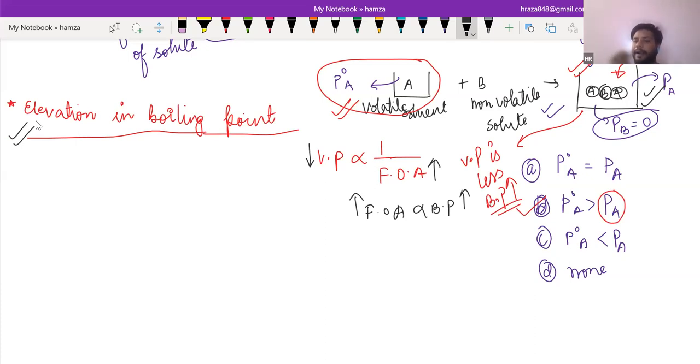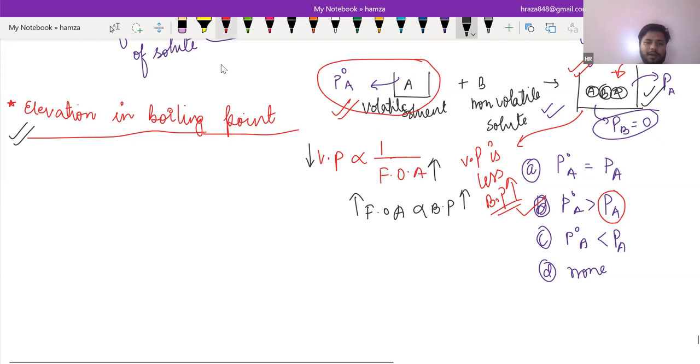If you are going to add urea in water, the boiling point of pure water is 100 degrees centigrade. But if you find the boiling point of the solution in which urea is contained, the boiling point of that solution will be a little higher than the pure solvent, that means water. That's why we call it elevation in boiling point.